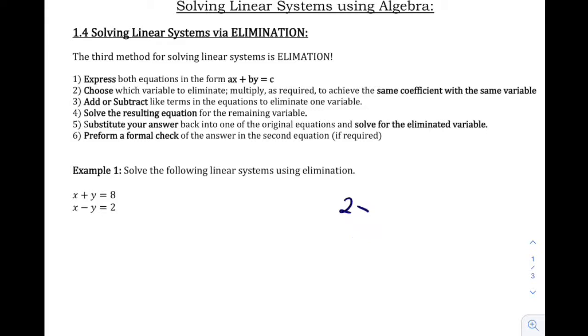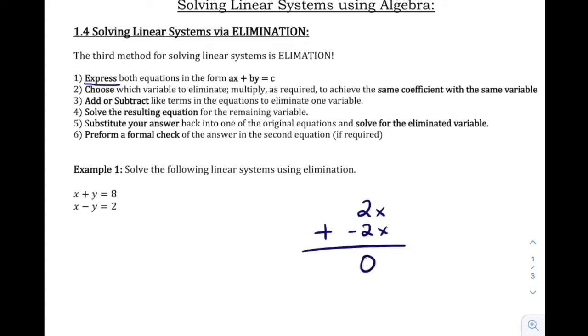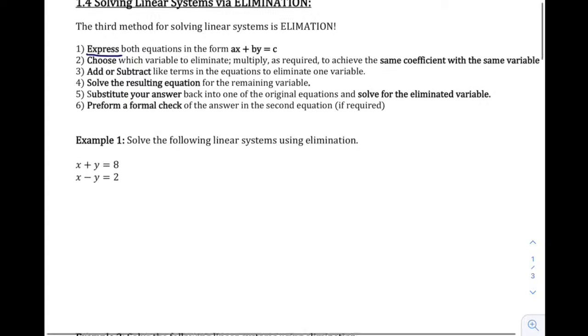If I have something like 2x and negative 2x as my coefficients, in that case I'd want to add them because that will result in 0x. You want to eliminate x. You want to get the same number in front and eliminate by adding or subtracting. Then we're going to solve our new equation that we get when we add or subtract the two linear equations from each other. And then just like before, we're going to substitute our answer back in to solve for the other unknown. So let's look at an example here.